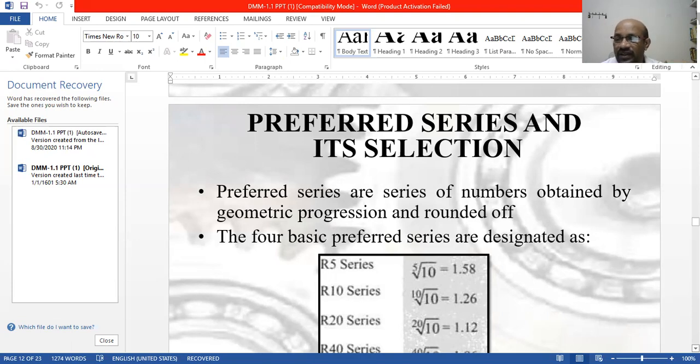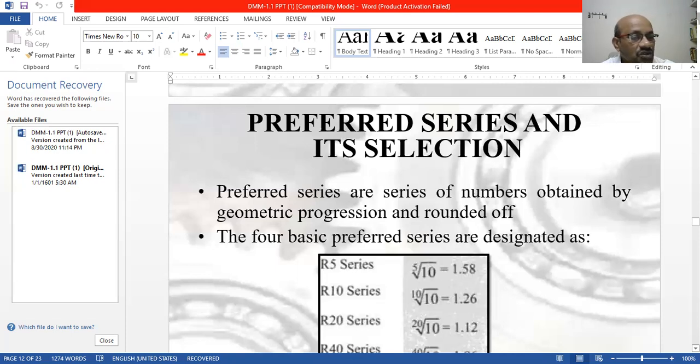In the geometric progression, we prefer a preferred series. We round those numbers and name the machine accordingly. The preferred series, or series of numbers, is obtained by a geometric progression and rounded off. Earlier also, it is necessary to decide what capacity will cover a certain range efficiently with the minimum number of sizes.